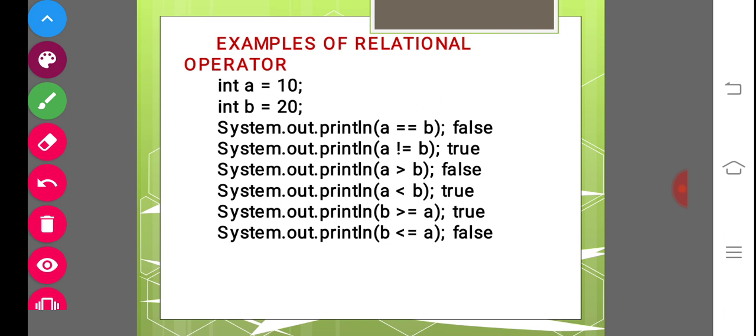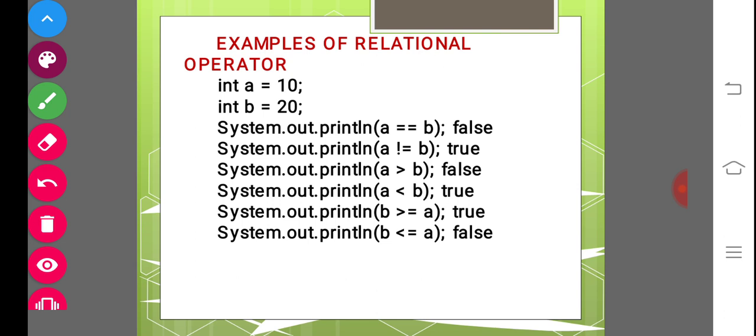The second System.out.println, a is not equal to b. See, is a not equal to b? Yes, they are not equal. So the answer is true. System.out.println, is a greater than b? No, this is false. System.out.println, is a less than b? Yes, it is true. 10 is less than 20. The answer is true.